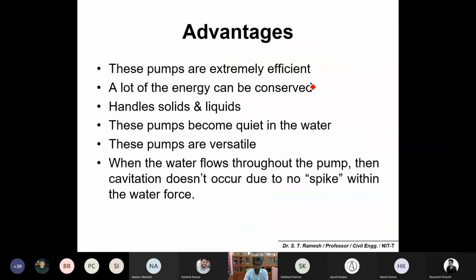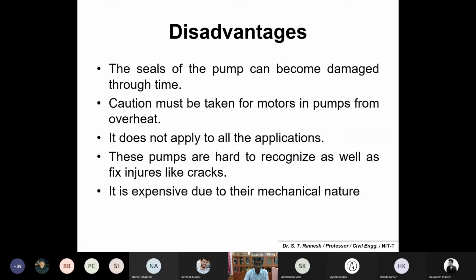Okay, the advantages here: these pumps are extremely efficient. A lot of energy can be conserved. They handle both sludges and liquids, and these pumps have become quite versatile. So these are some of the advantages. Some of the drawbacks: because it's under the water, if the seal is not properly done, there could be damage to the pumps. The seals of the pump can become damaged over time, and caution must be taken for motors in pumps from overheating, and it does not apply for all applications.